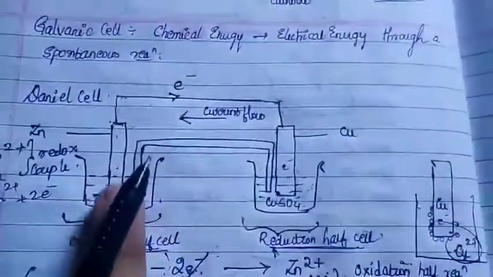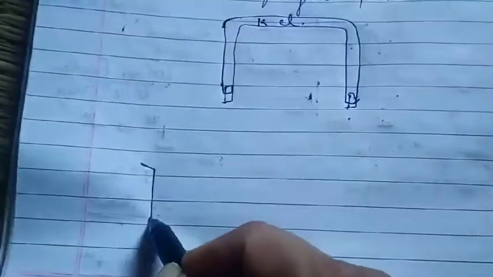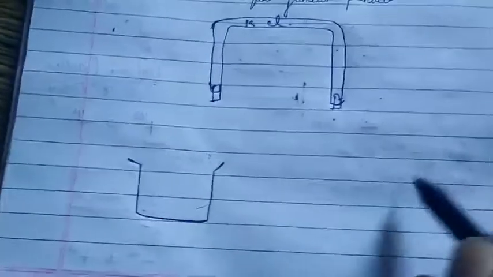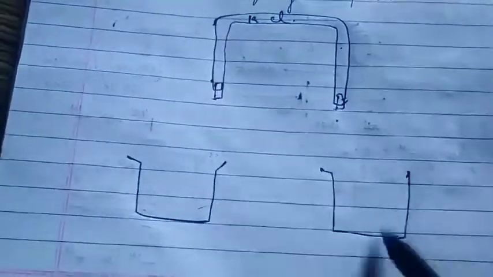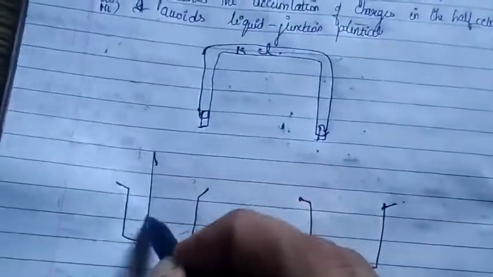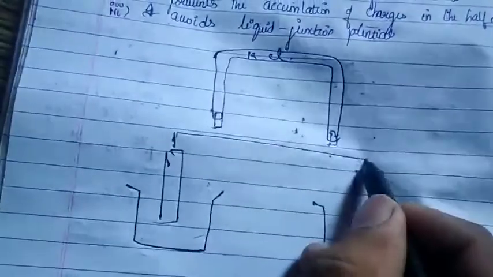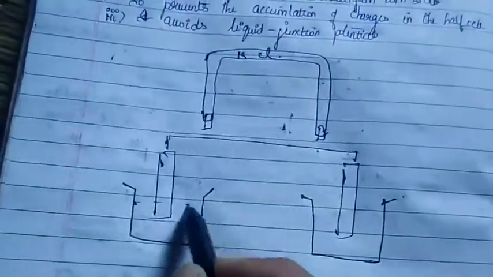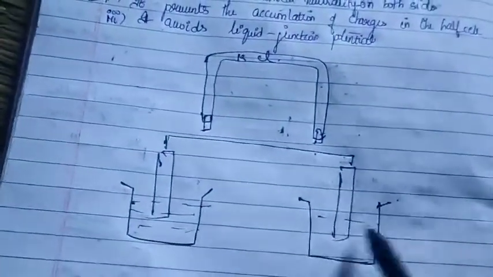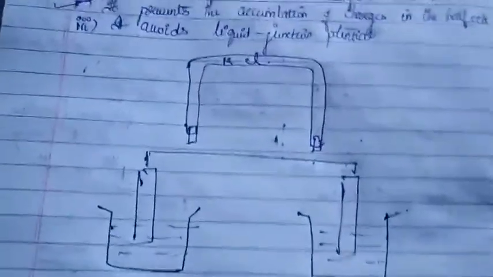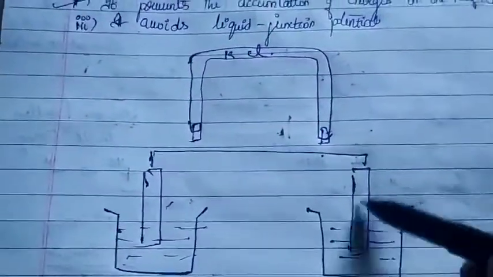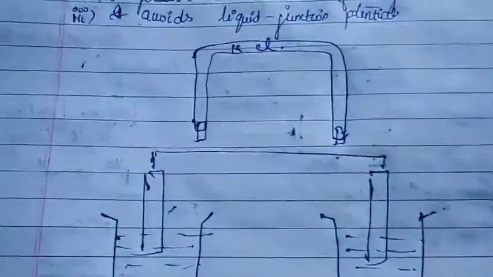What does it mean? For example, if I take the same cell, Daniel cell, let me write it once again for a better understanding. Assume that I have not used my salt bridge in this case. I just used my zinc electrode and my copper electrode, connected through a copper wire, where the zinc rod is dipped in zinc sulfate and the copper rod is dipped in copper sulfate. So we know that, of course, the circuit is connected, zinc has to dissolve, copper has to deposit. Whether there is a salt bridge or not, that is a different case.